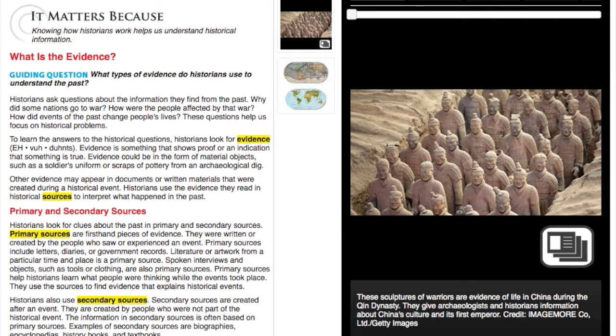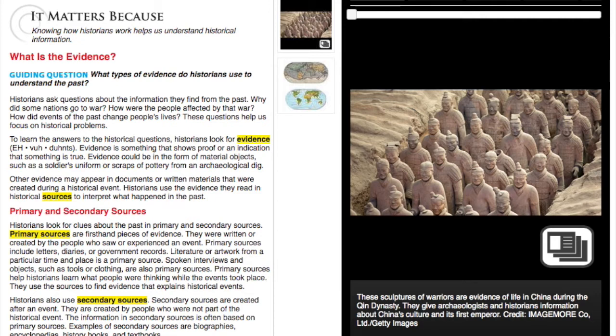It reads like this. Historians ask questions about the information they find from the past. Why did some nations go to war? How were the people affected by that war? How did the events of the past change people's lives? These questions help us focus on historical problems. To learn the answer to these historical questions, historians look for evidence. Evidence is something that shows proof or an indication that something is true.